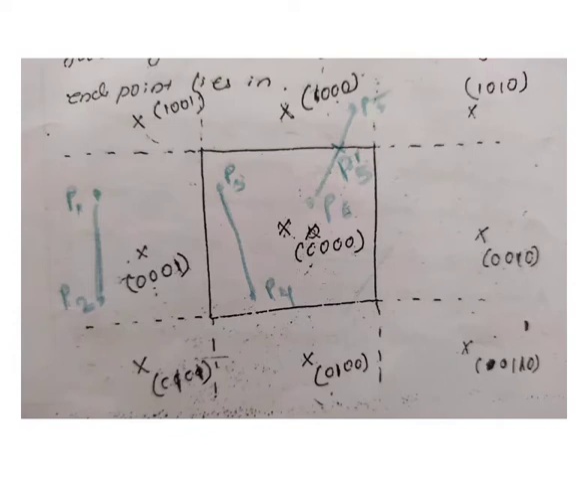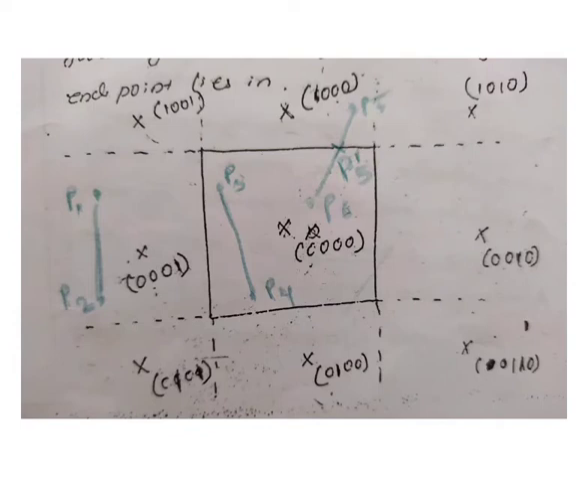Next, taking the line segment P5 P6, the 4-bit code of P5 is 1000 and P6 is 0000. While ANDing the P5 and P6 4-bit codes, we get 0000. It means that it is not completely outside the window, but it is partially inside the window. One part is outside the window and one part is inside the window. So we need to find the clipping.